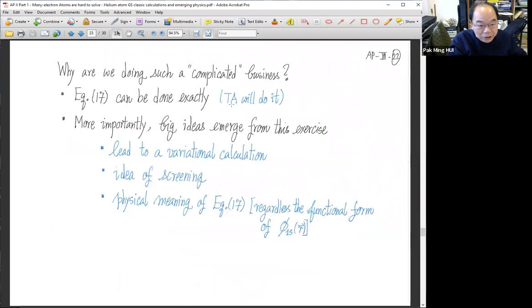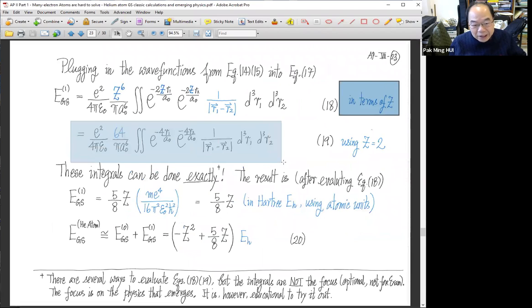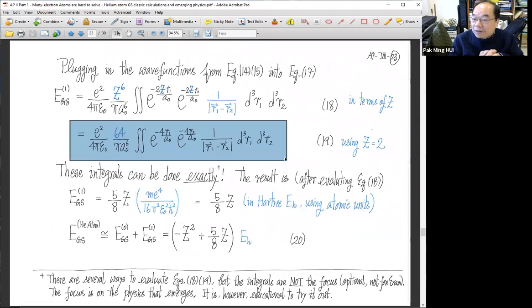So therefore, you see 2 expressions. This one is in terms of Z. The second one, I plug Z equals 2. So this is the integral that the TAs will do for you this week, okay? So go to exercise class and they will, you know, let them show off their skills, okay? They will be happy to do this, okay?